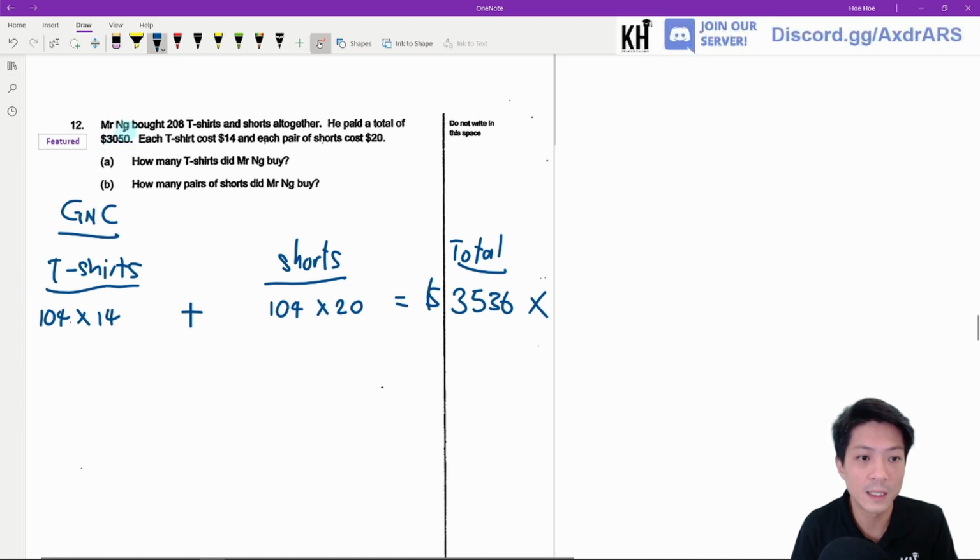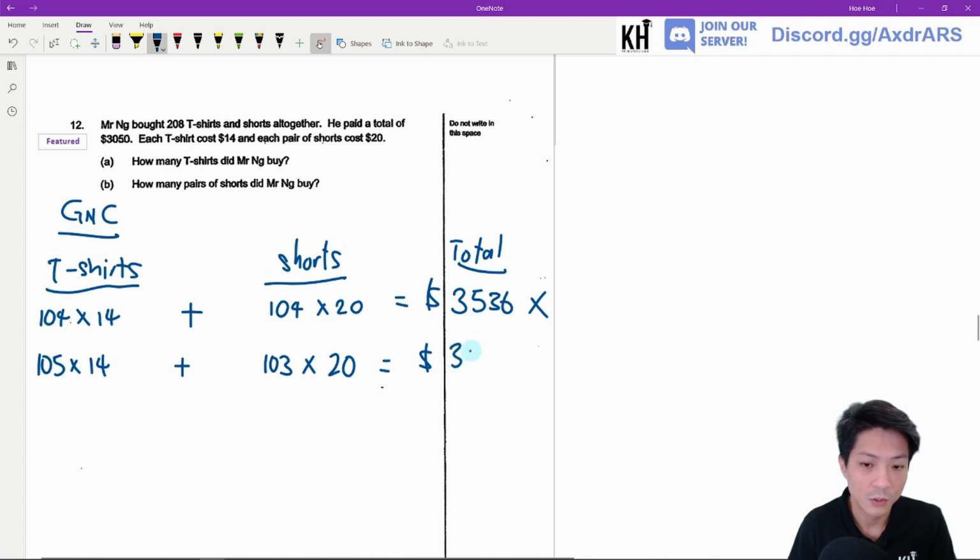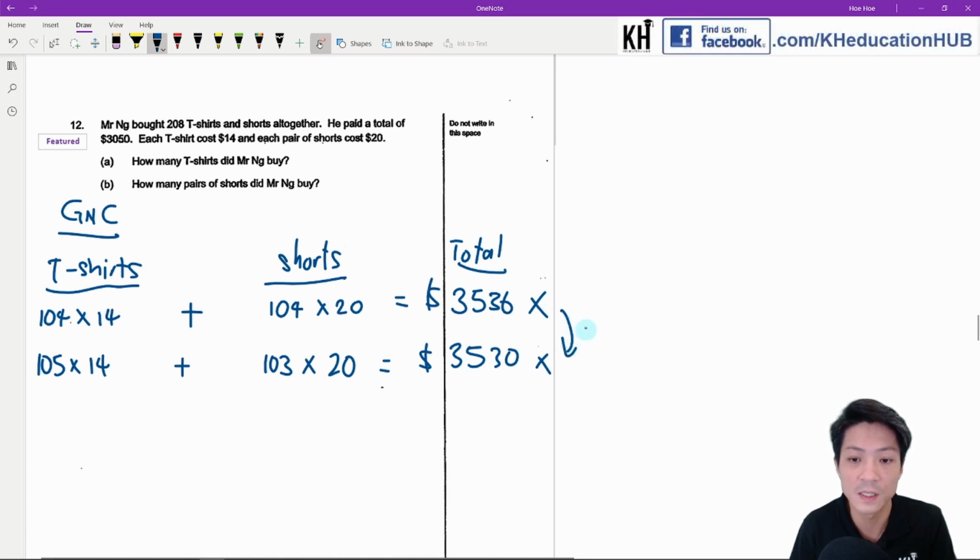Okay, so we are above the actual amount. So what we need to do is decrease this amount, right? To decrease the amount, we probably need to increase the number of t-shirts and decrease the number of shorts. So the next guess, you always increase by 1. So this will become 103 times 20. Use your calculator to find out the total. $3,530. Okay, this is obviously wrong, but what we want to find is the difference.